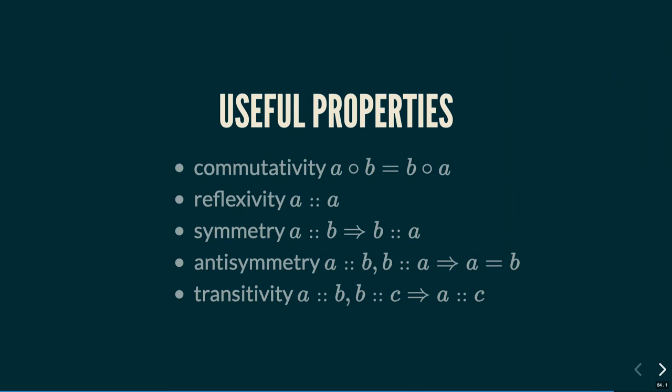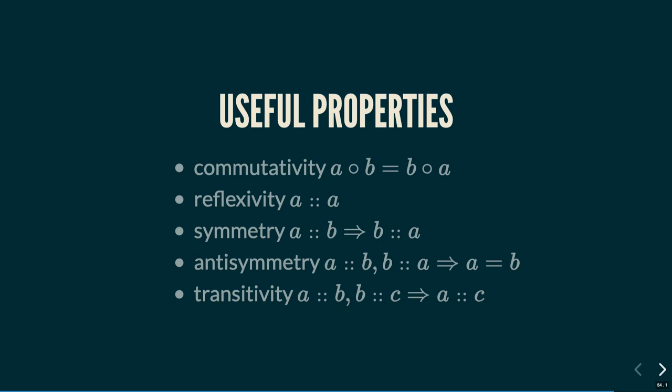But going back, switching down a gear a little bit, there's lots of useful properties that you can look for in your programs. So commutativity might be useful, that you can switch the two arguments for an operation. Also, if you have relations, you might remember that from some math class, there's some properties here like reflexivity, symmetry, anti-symmetry, and transitivity.